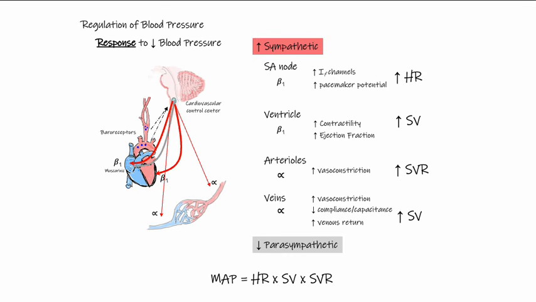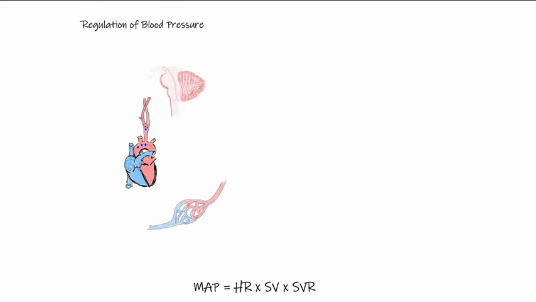We'll also see our parasympathetic system adjusted. In this case, because our blood pressure is dropped, the parasympathetic system will be turned down, and that will cause an increase in heart rate. Let's work through the opposite. What if we have an increase in blood pressure?